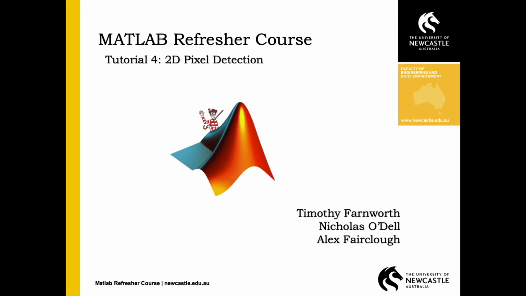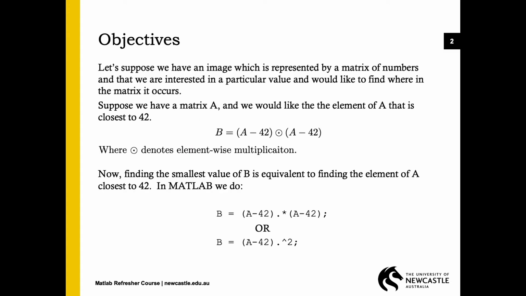In this tutorial, we'll be starting to use non-ideal data and use measures of similarity to search for values of interest. Suppose we have an image and we're interested in finding a pixel with a particular value. In this case, we'll suppose we have a matrix and would like to find the element of the matrix that's closest to the number 42. We can't be assured that the matrix contains the number 42 exactly, so we need to use measures of closeness to find the one that's the closest to the number we're after.